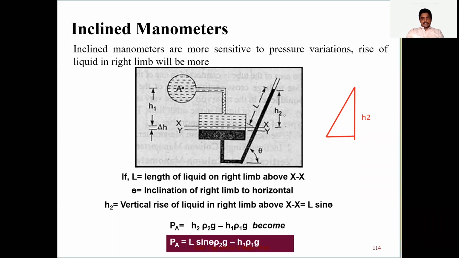Here H2 is equal to L sine theta, which is being presented here. So that is L sine theta into rho into G. H is equal to L sine theta actually because of this inclination, so theta has been accounted for in this flow. So it has become PA is equal to L sine theta into rho into G.